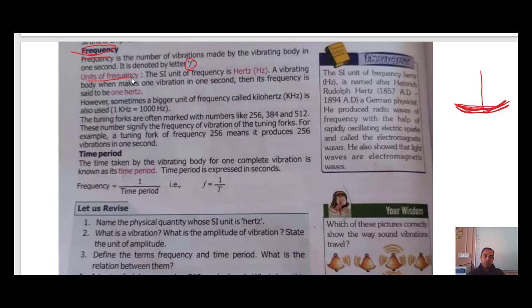What is the unit of frequency? Its SI unit is Hertz, Hz, you should remember this one. SI unit of frequency is Hertz, Hz. A vibrating body, when it makes one vibration in 1 second, then its frequency is said to be 1 Hertz. 1 Hertz means in 1 second, the body is vibrating one time. However, sometimes a bigger unit of frequency called kilohertz is also used. 1 kilohertz is equal to 1000 hertz.